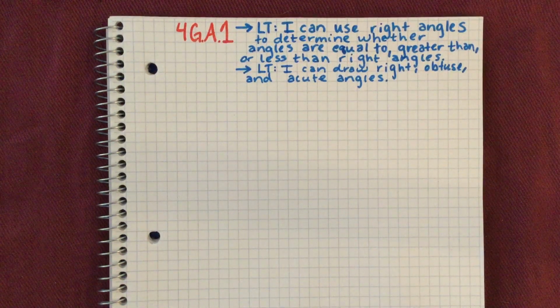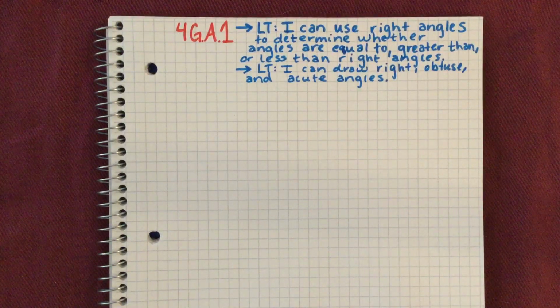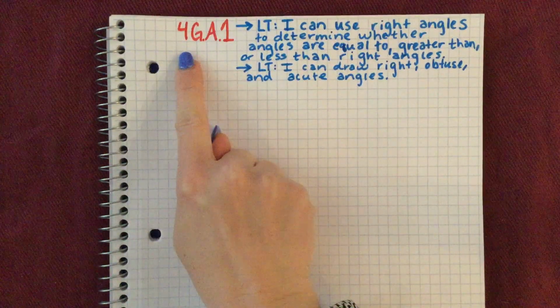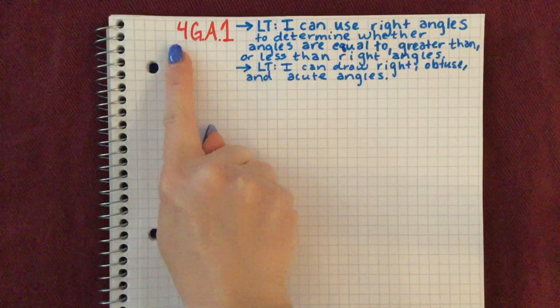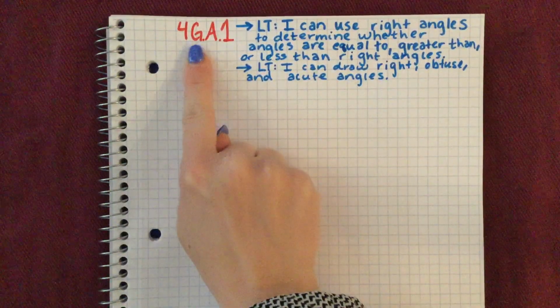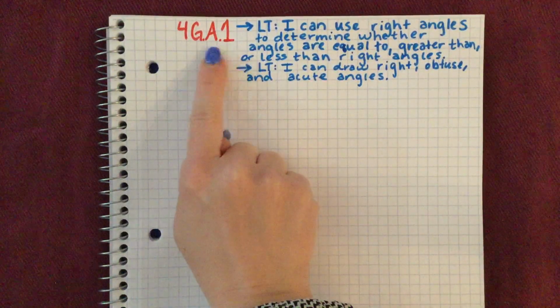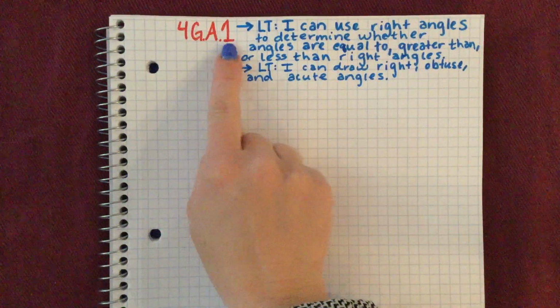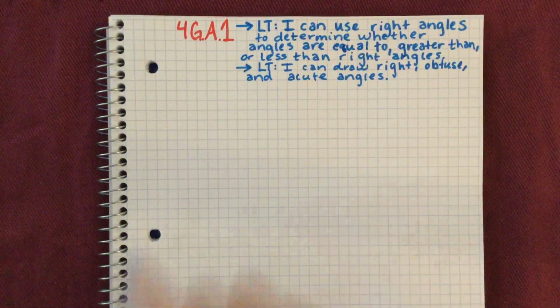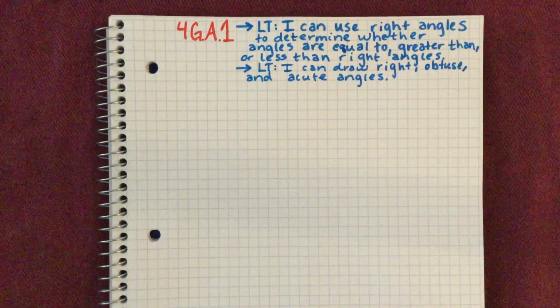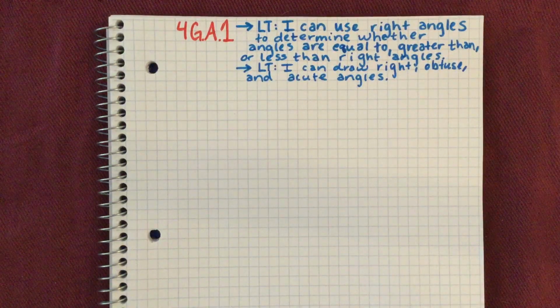We are going to continue with our work on geometry. We're working on this standard 4G.A.1. Remember, it's 4th grade geometry. A because it's the first one in the geometry section, and 1 because it's the first of those standards. So standard 4G.A.1, and today we're going to be talking about angles.